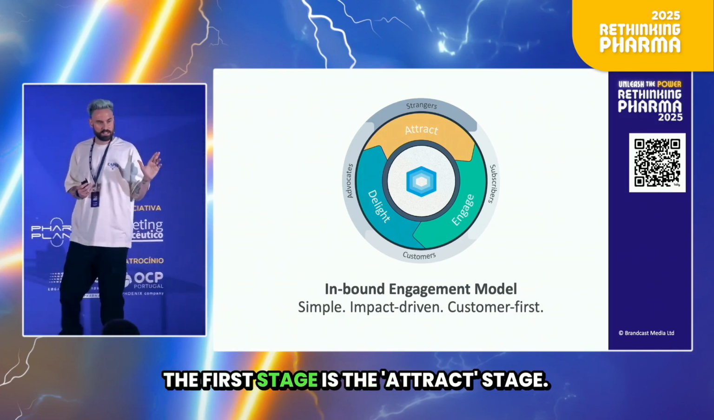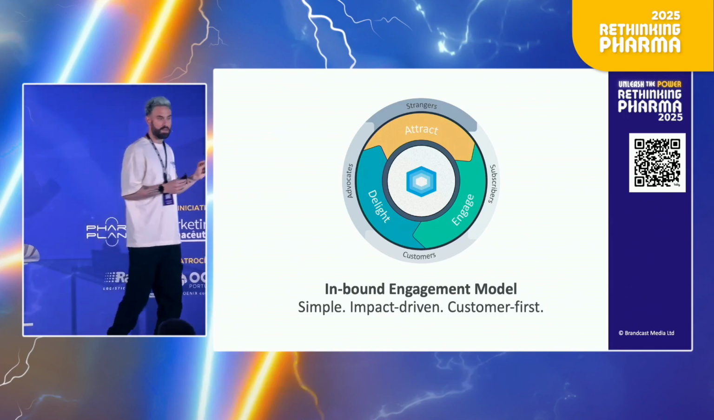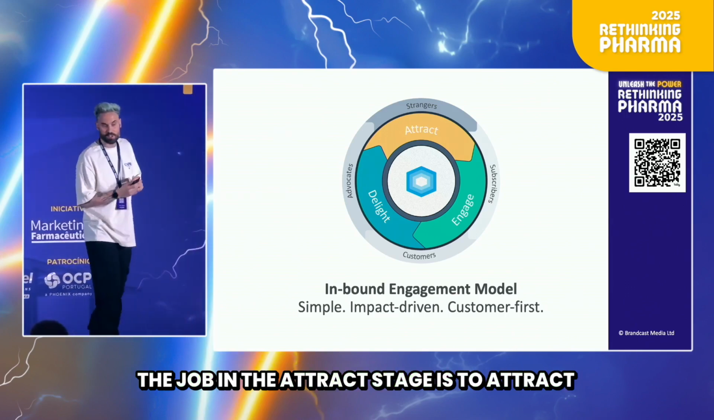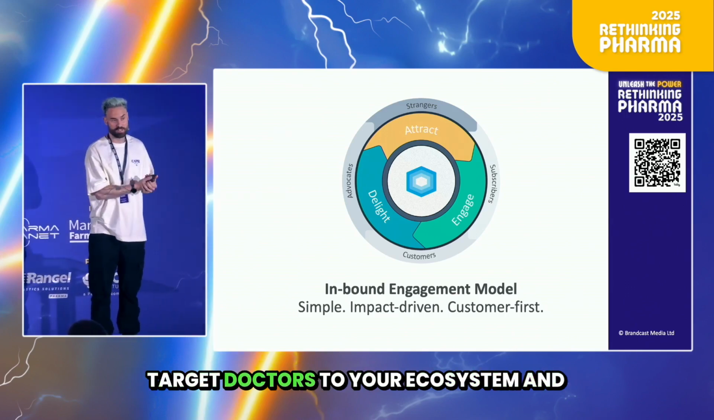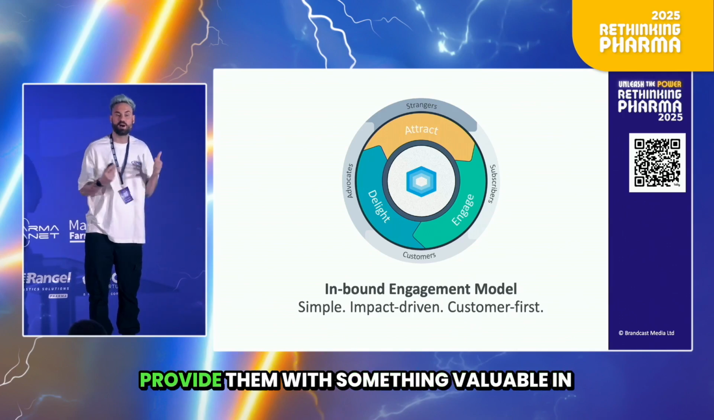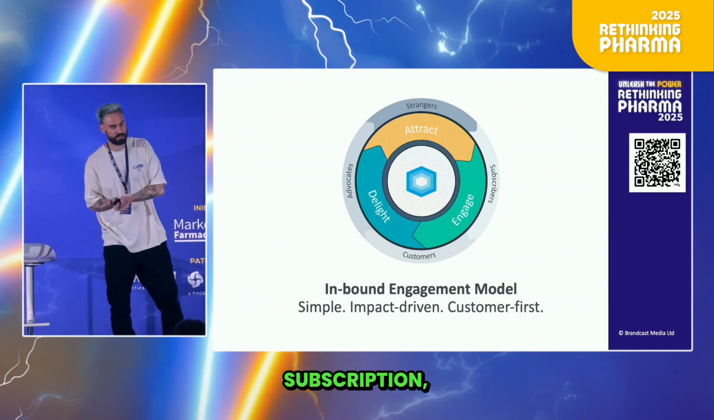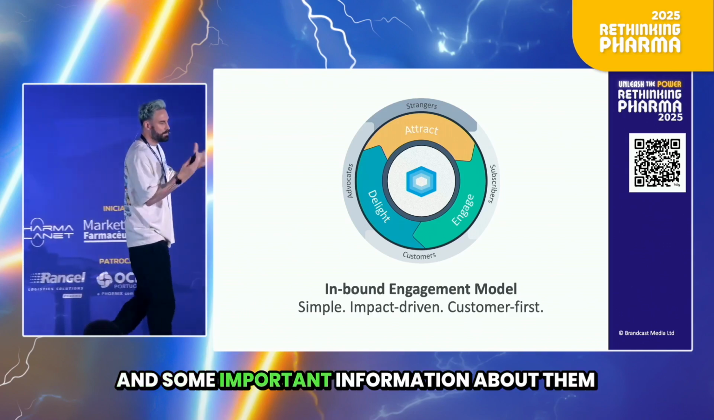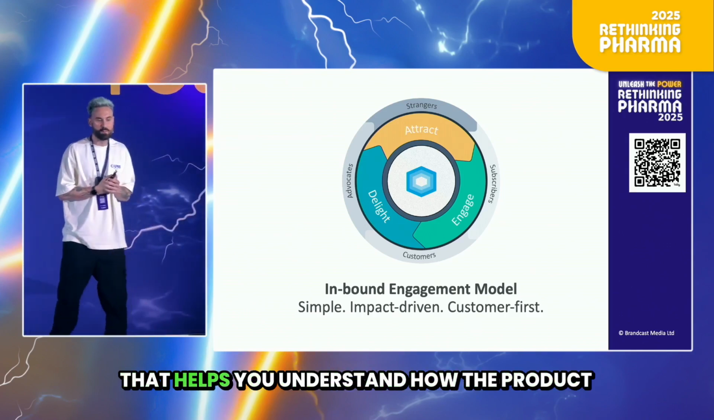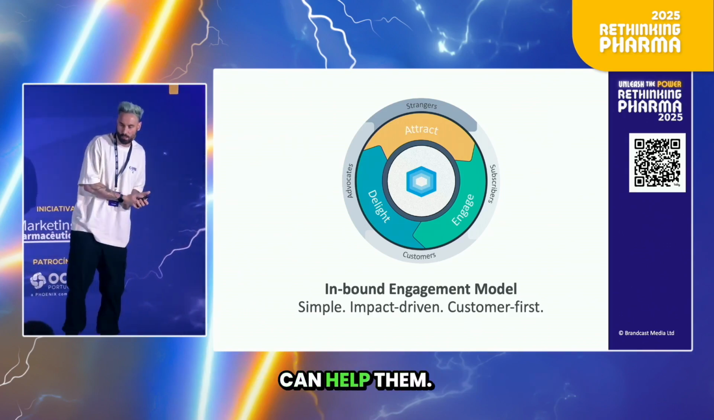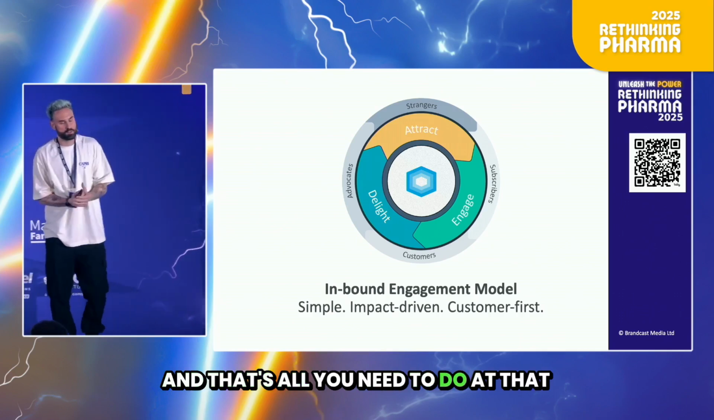The first stage is the attract stage. The job in the attract stage is to attract target doctors to your ecosystem and provide them with something valuable in return for their email address, a subscription, and some important information about them that helps you understand how the product can help them. And that's all you need to do at that stage.